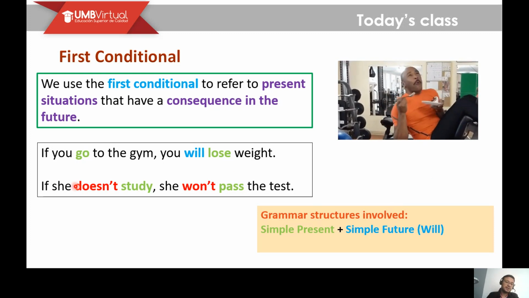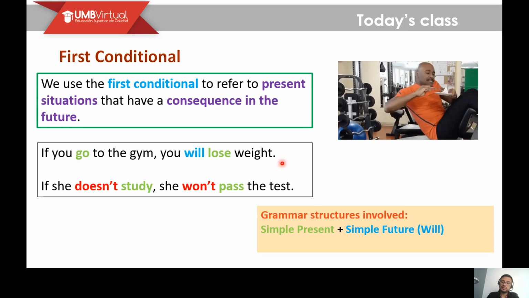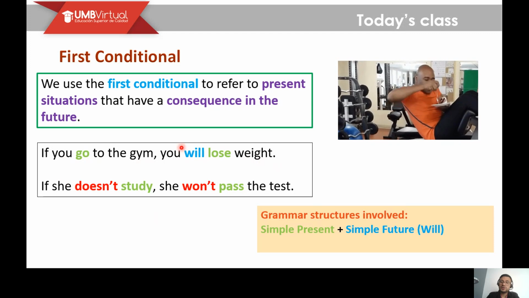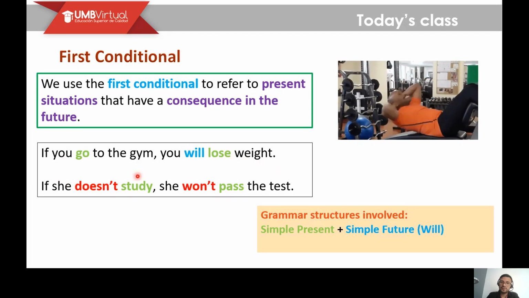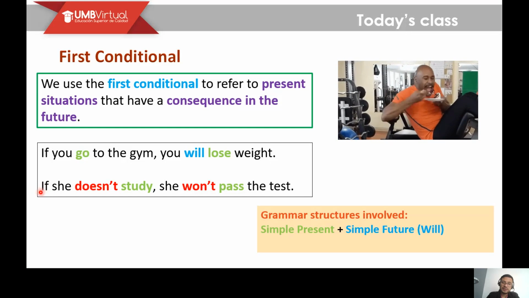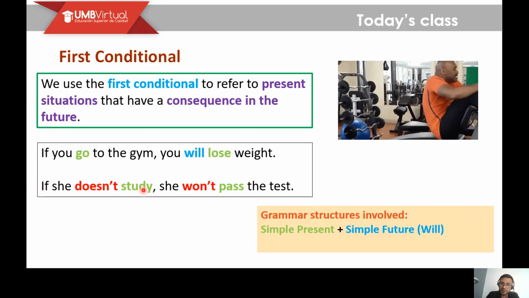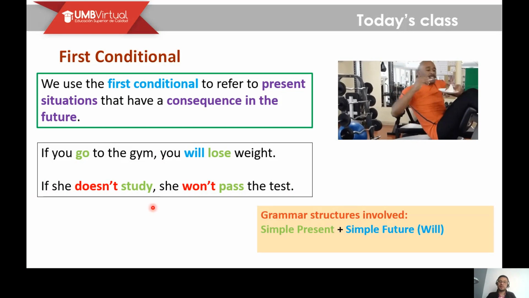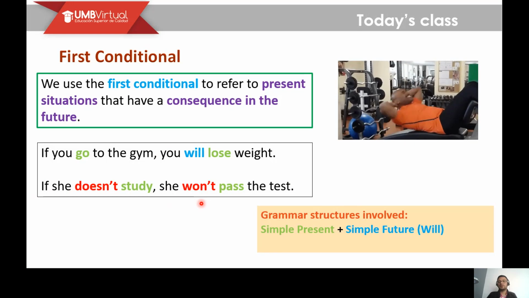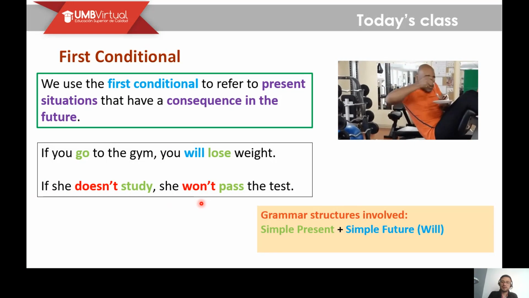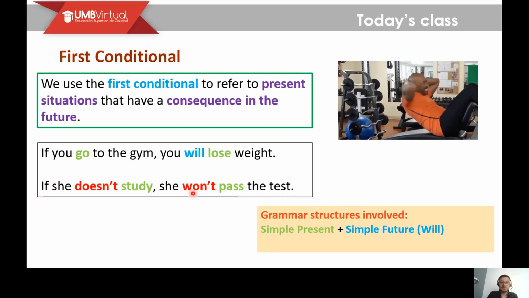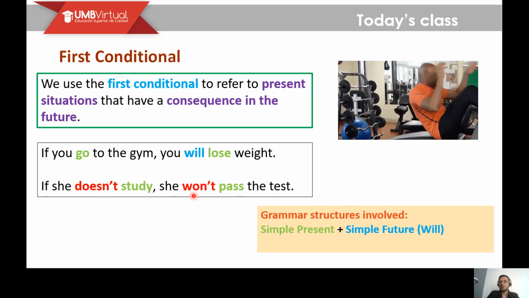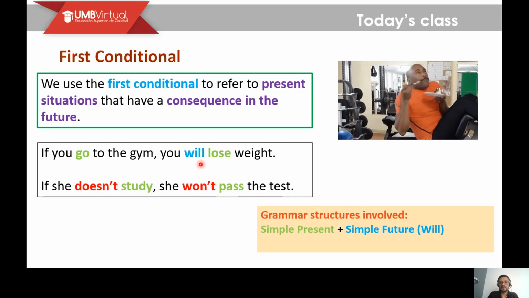So let's look at the example. If you go to the gym, you will lose weight. So you have to use the simple future over here. In this second example, if she doesn't study, she won't pass the exam. So the same structure, you need to use the comma in the middle. Of course, you can change the position of the clauses. You can say she won't pass the test if she doesn't study. Only in that case, if you don't start with the condition, you are not writing the comma in the middle.